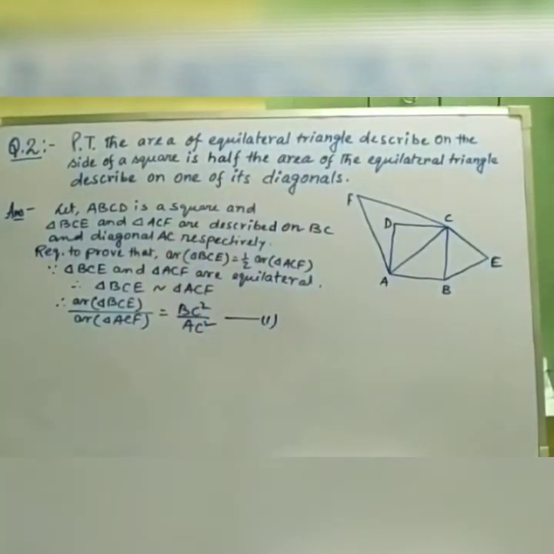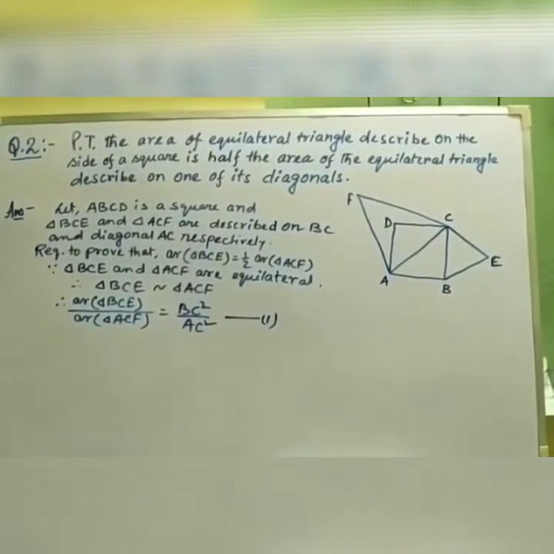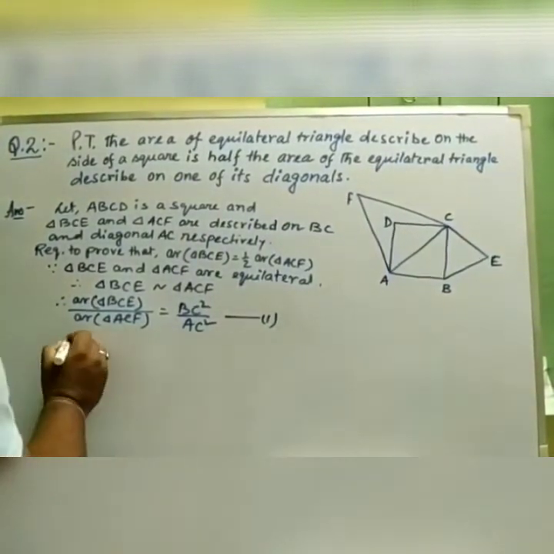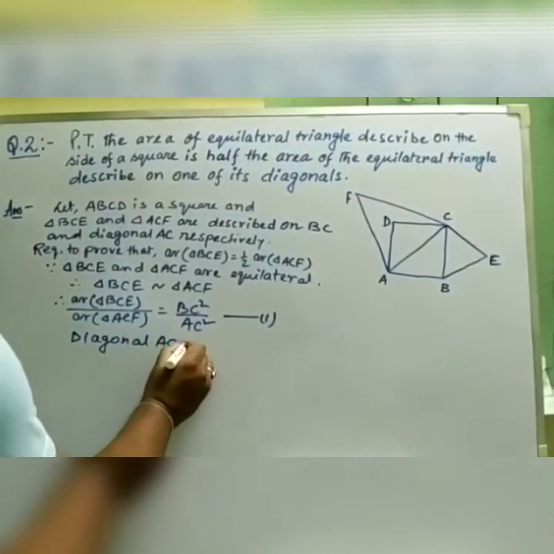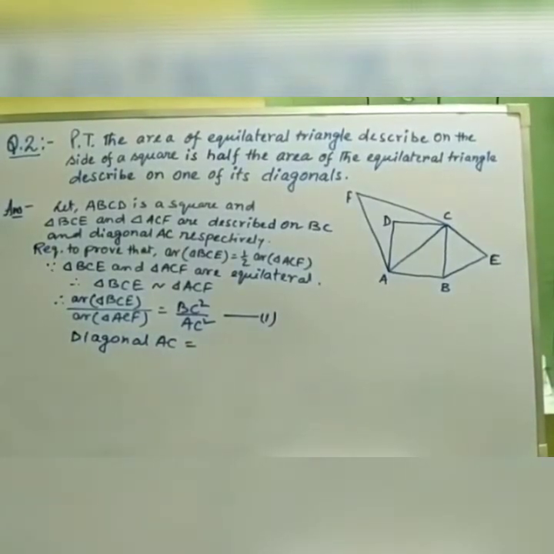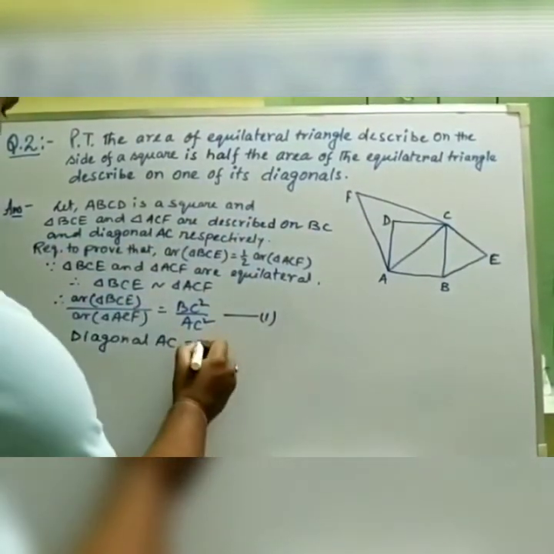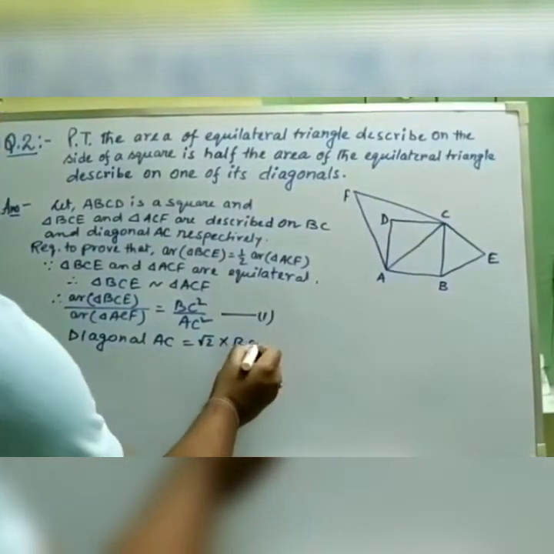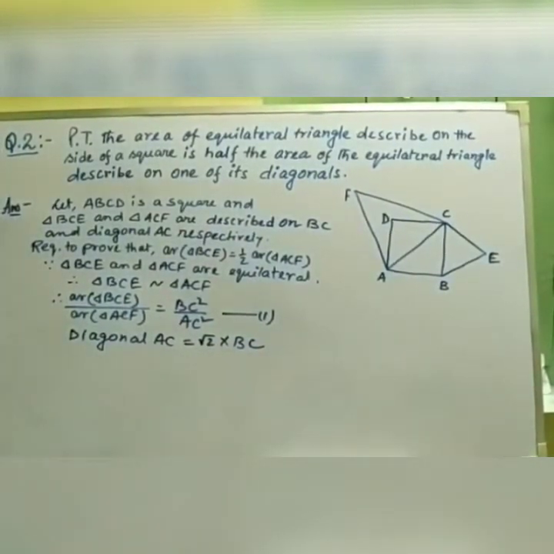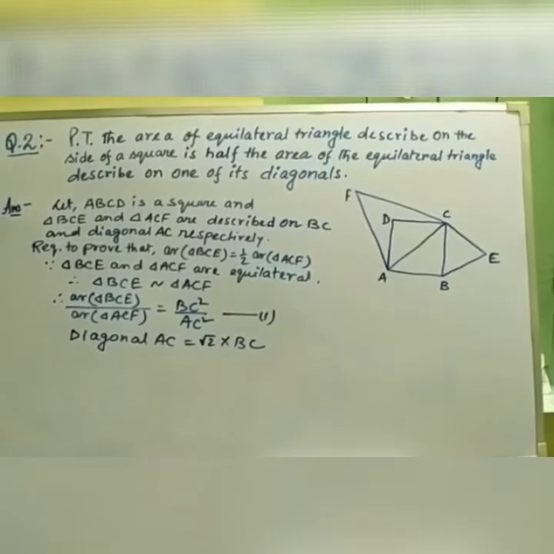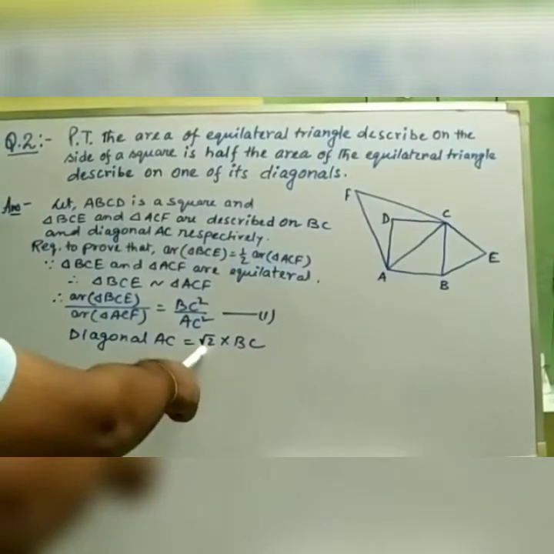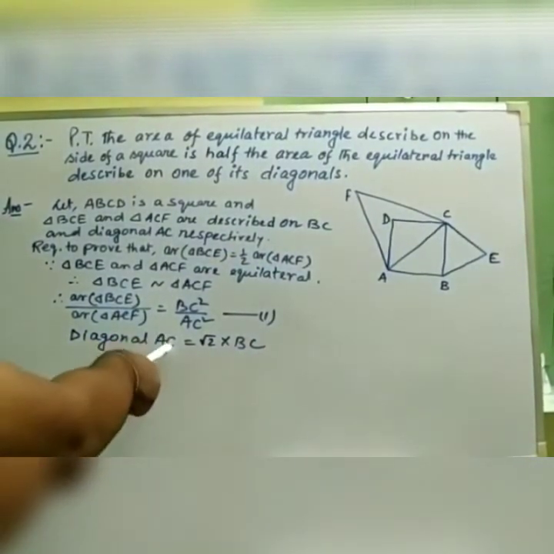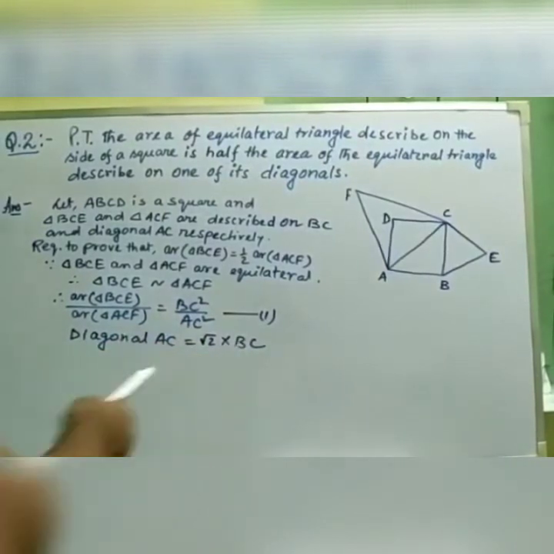Now we need to find the formula of the diagonal. What is the formula of the diagonal that you have learned in the junior class? That diagonal AC equals the square diagonal. The diagonal of a square has a formula √2 into side. Side we can take as BC, so it will be √2 into BC. Because all the sides of the square are equal, we can take √2 into BC. Now we will replace this AC by √2 into BC.